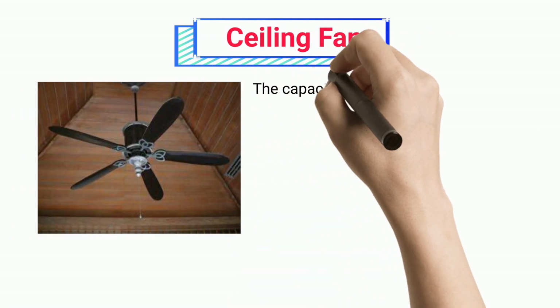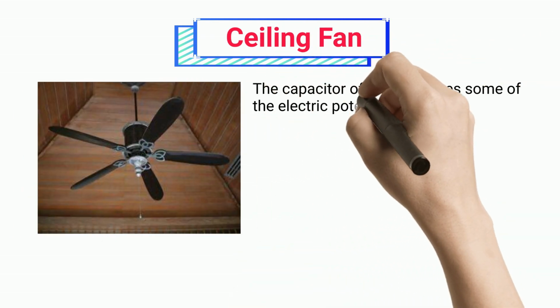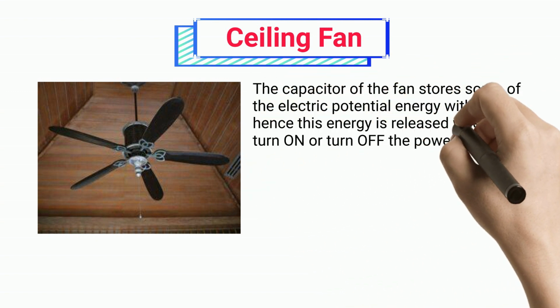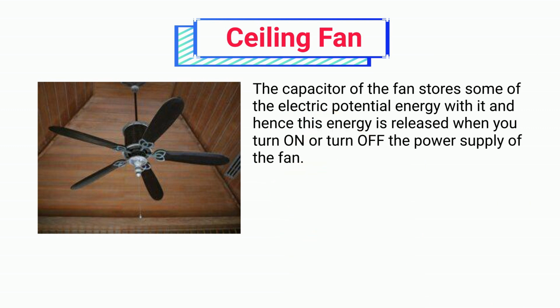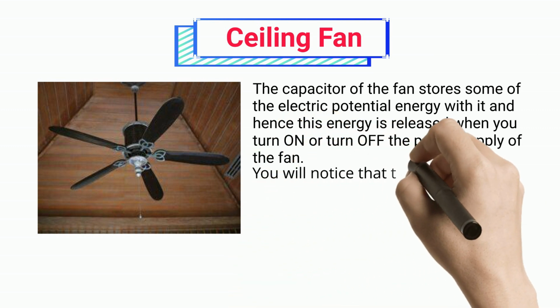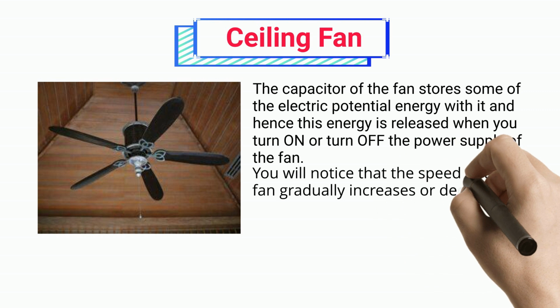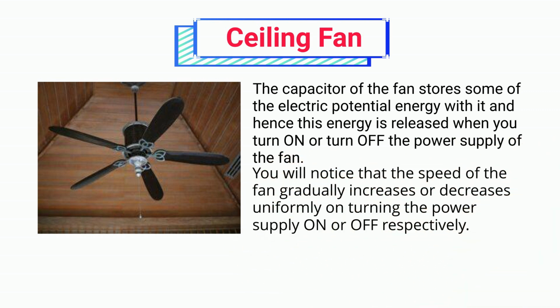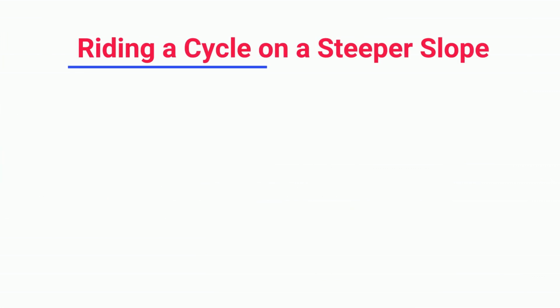Ceiling fan. The capacitor of the fan stores some of the electric potential energy with it, and hence this energy is released when you turn on or turn off the power supply of the fan. You will notice that the speed of the fan gradually increases or decreases uniformly on turning the power supply on or off, respectively.